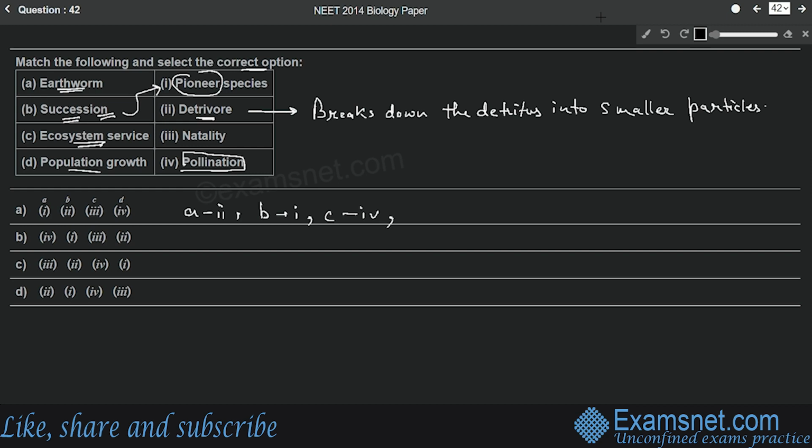And the last one is population growth, so it will be matched with natality. Natality means birth rate, and birth rate is related to increase in population, whereas death rate is related to the decrease in population. Okay, so here birth rate, that is natality, will lead to population growth, so D will be matched with number 3. So according to this, the correct answer will be option number D.